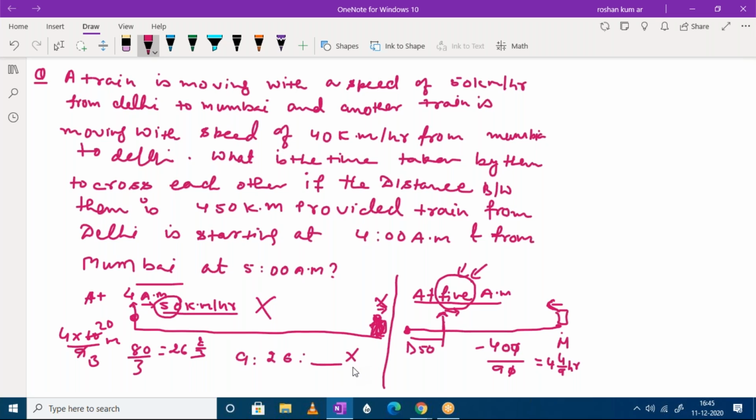You need not worry about these seconds because there will not be options saying 9:26.05 or 0.07, those kinds of answers will not be there in your examination. So if you're able to calculate till the minute, it's more than enough. But if you're curious to understand what will be in this part, you can do 2 by 3 into 60 to calculate the second part. So this will be the exact time when they'll be crossing each other.